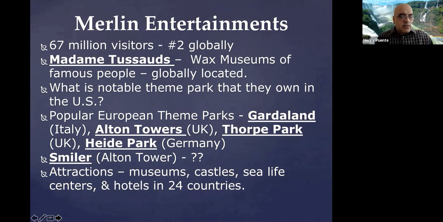Okay, Merlin Entertainments. Merlin Entertainments is the second largest in terms of number of visitors, behind, of course, the Disney parks. This is again pre-COVID, and it has a lot of very popular theme park rides. As you can see here, they're in Gardaland, Alton Park, Thorpe Park, Hyde Park. They're famous for those parks in Europe, and they're also famous for the Madame Tussauds wax museums that are located all over the world, including in the United States. So they're really famous for those two things.